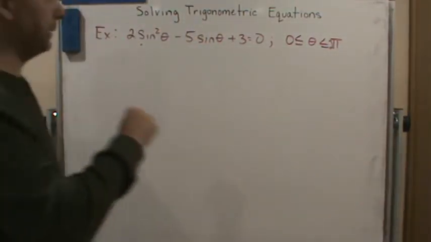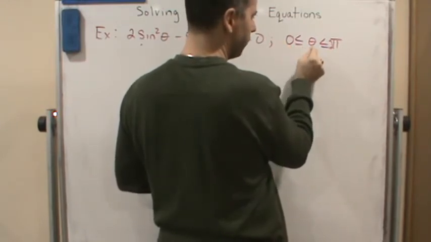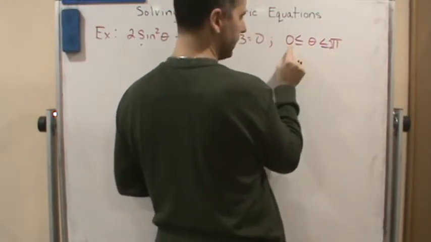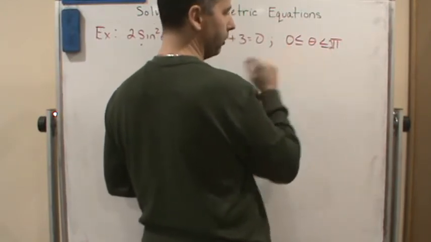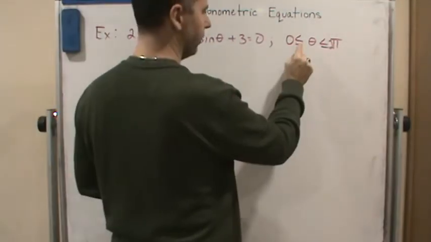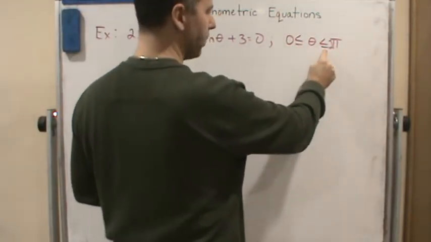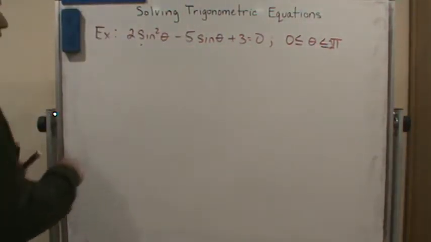But typically, we have 0 is less than or equal to theta, which is less than 2 pi, because again, 0 and 2 pi are the same angle because they're coterminal. Okay? So that's why we usually have the equal sign here and then a strict inequality here. Okay, so now let's solve this thing.